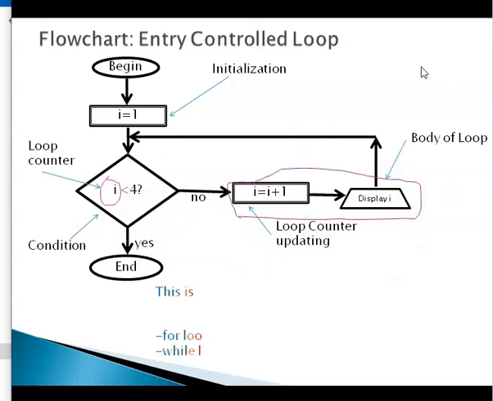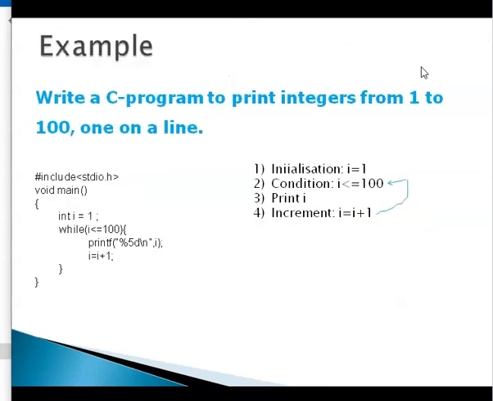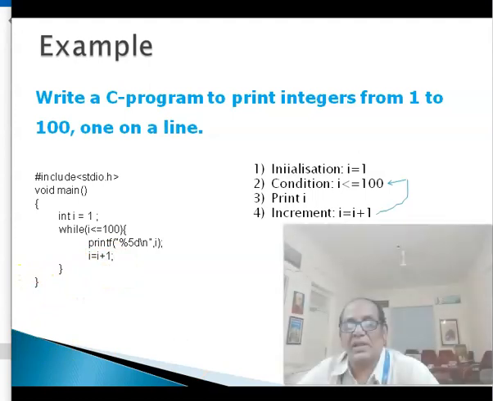With this we look at the C syntax of a while loop. While I less than or equal to 100, because we are printing integers from 1 to 100. This is the condition. As long as this condition is true, the body of the loop is executed. The moment this condition turns out to be false, the control comes out and the program ends over here.